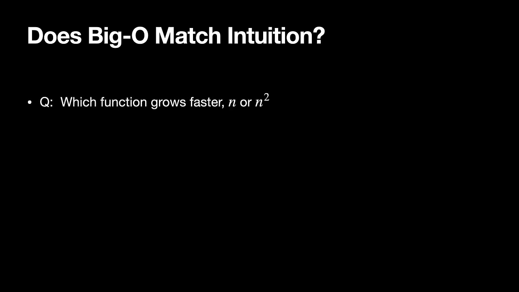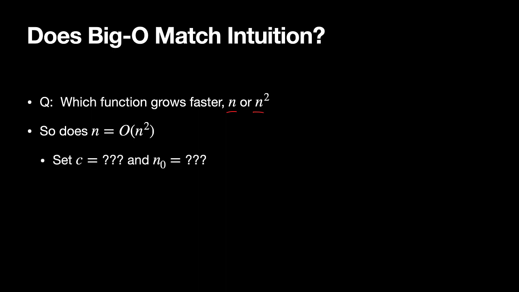Okay, so does this big O notation match our intuition about how we think things behave? Let's look at a couple of simple example functions, n and n squared. You probably already feel that n squared grows faster, but let's examine this in the context of the big O notation. So can we say that n is in the big O of n squared?